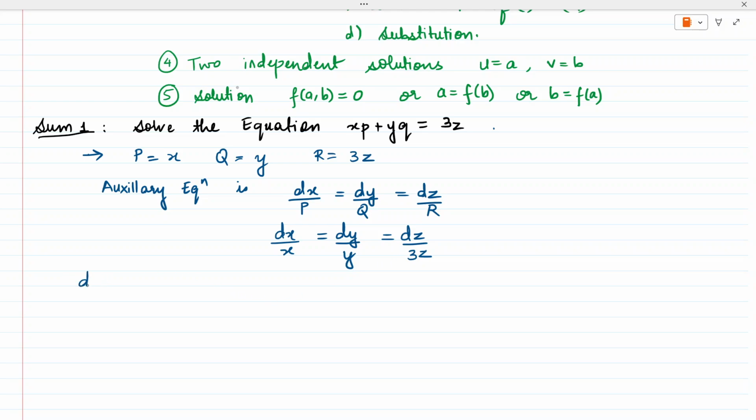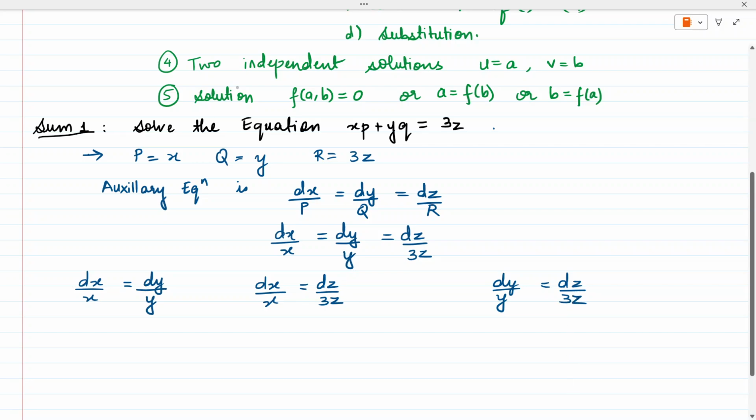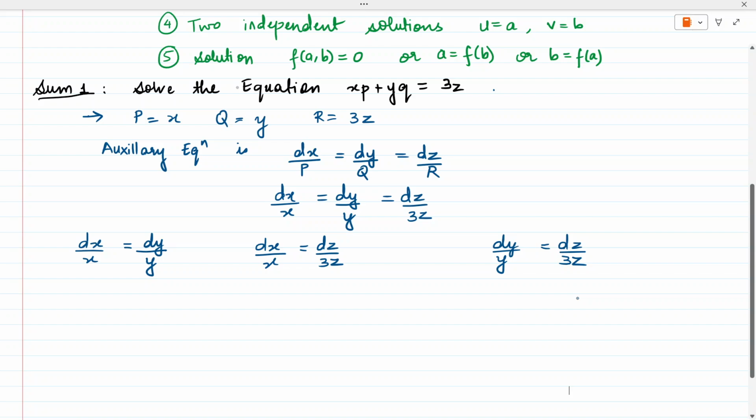So suppose I take dx over x and dy over y. At the same time I can take dx over x and dz over 3z. The third possible combination is dy over y and dz over 3z. Is that correct? Is this okay with everyone? So far, is it okay? Yes, ma'am. Okay. Now we are supposed to find two independent solutions. You can use any two out of these.